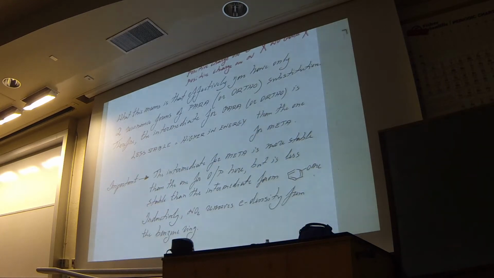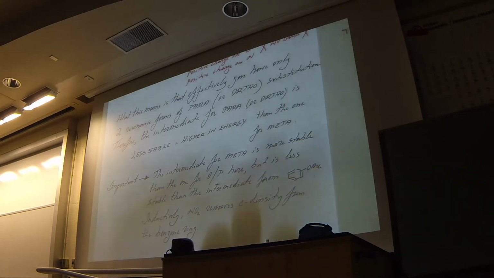Okay, so at this point, we've explained why electron donating groups give you ortho para and why electron withdrawing groups give you meta. But one thing we didn't explain was why we see the ratio that we see for ortho para. So let's take a look at that one again. I didn't say anything, so maybe you noticed, maybe you didn't.